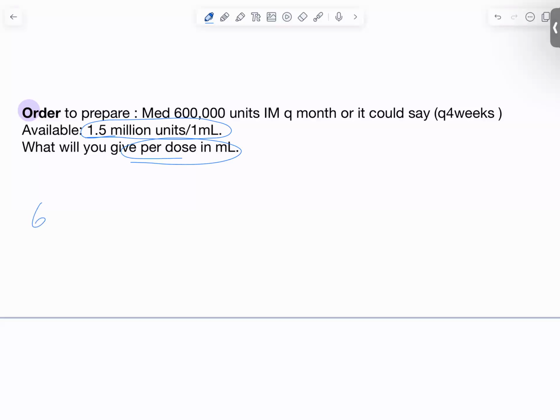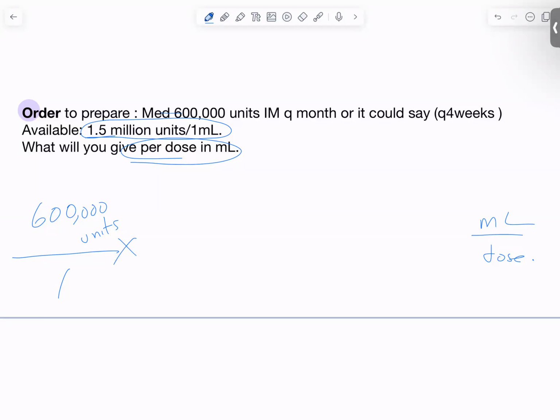So the order is 600,000 units. Beautiful. I have to know what I'm going to give in milliliters for that dose. You don't have to write the word dose because there's no other options in this, but I try to include the words so you get comfortable with the words because I never know how they're going to ask you on the NCLEX, and I certainly don't know how they're going to ask you when you go for jobs, but I promise you, you will be prepared.